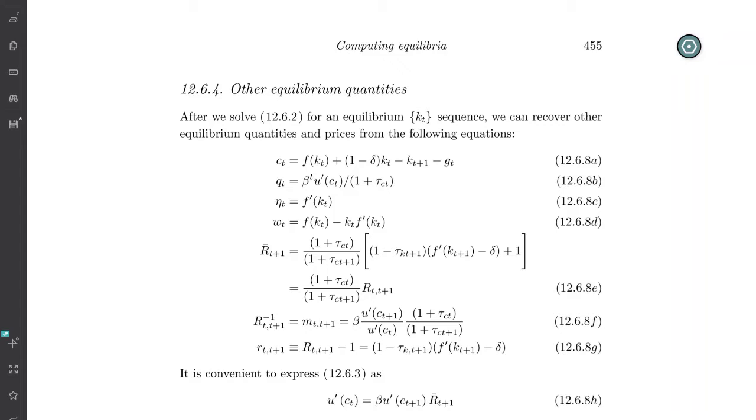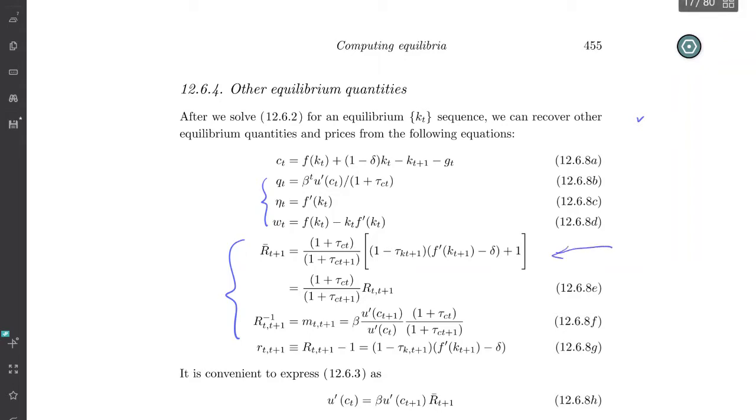Once we've solved the capital sequence and the consumption sequence, we can get the prices from these equations, and then we can define some rate of return concepts, and whether they're before tax or after tax. Kind of lets you look at that. So there's this definition.